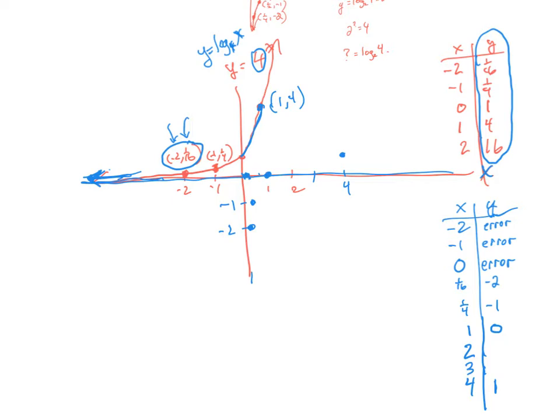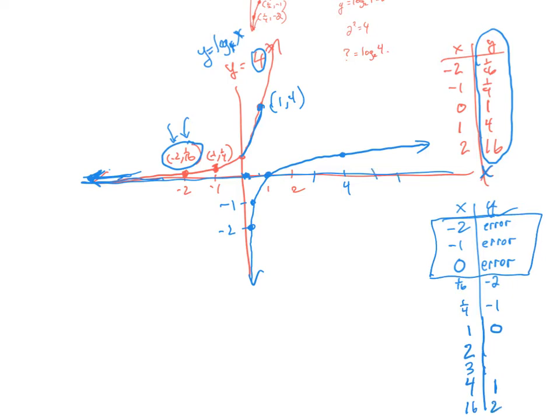And it never does get to 0. So your domain is x greater than 0. That's the only domain. Anything 0 or less, you're just going to get an error. That's not going to work. And the next one, 16, will give you 2.